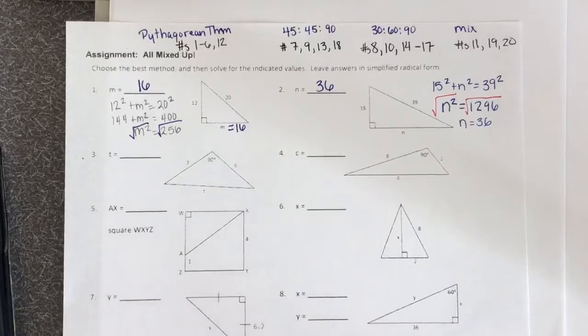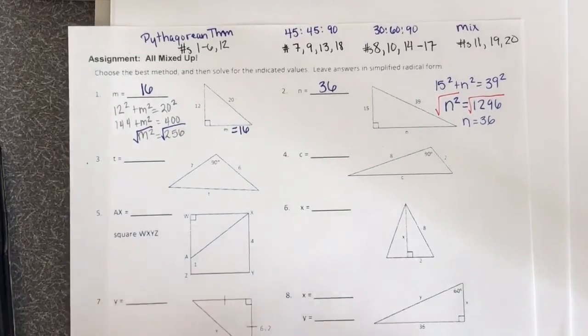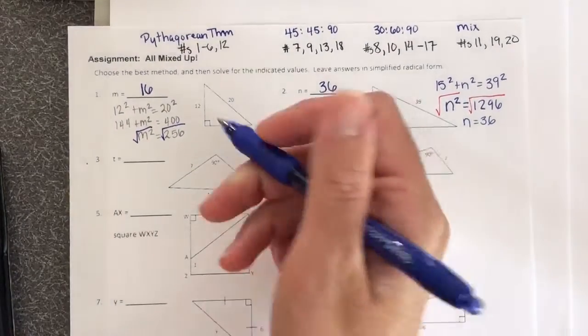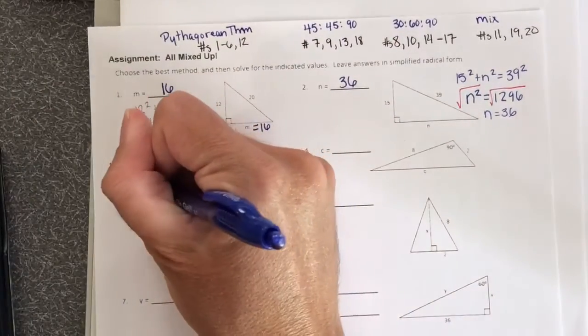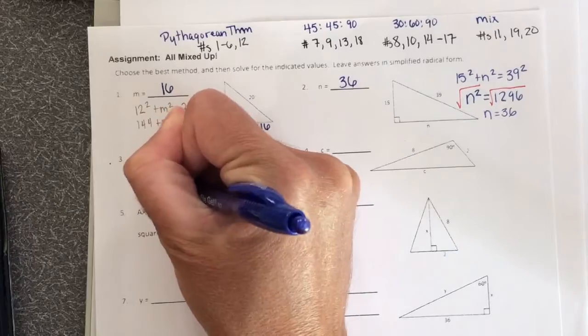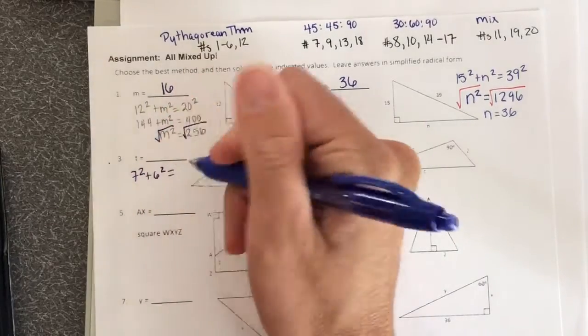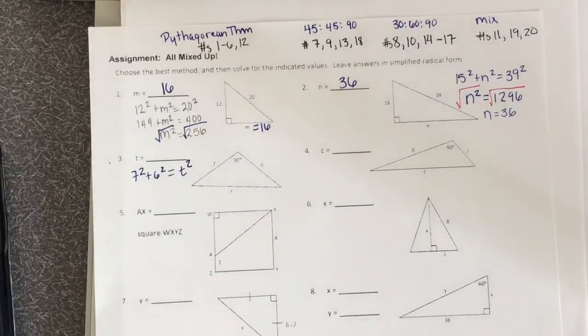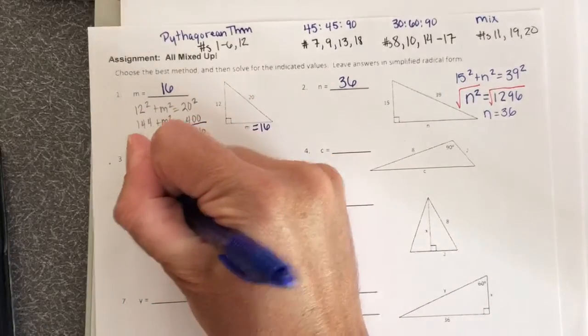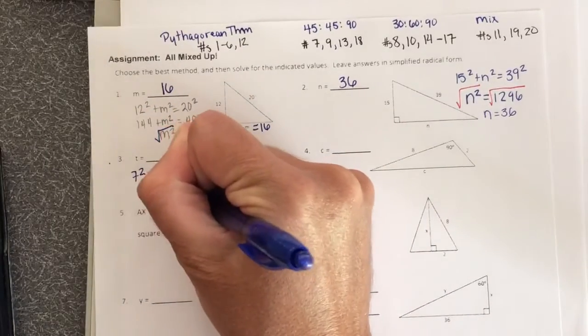Okay, so in number 3, I've got the 2 legs and I've got to find the hypotenuse. So 7 squared plus 6 squared is equal to t squared. Okay, go Joseph. 7 squared plus 6 squared is 85. 85 is equal to t squared.